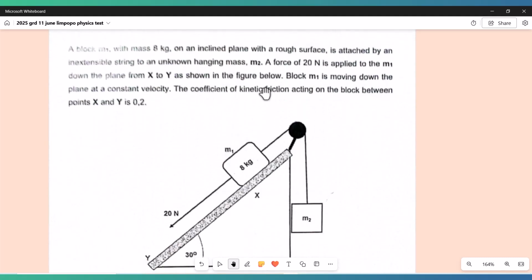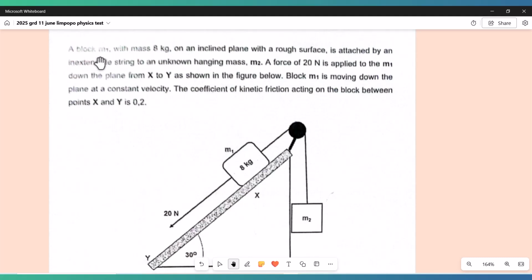They said that a block M1 with mass 8 kg on an inclined plane with a rough surface is attached by an inextensible string to an unknown hanging mass M2. A force of 20 newtons is applied to M1 down the plane from X to Y as shown in the figure below. Block M1 is moving down the plane at a constant velocity. The coefficient of kinetic friction acting on the block between points X and Y is 0.2.